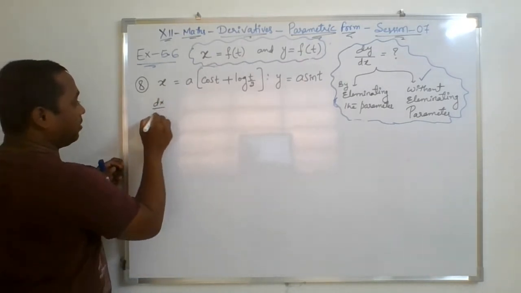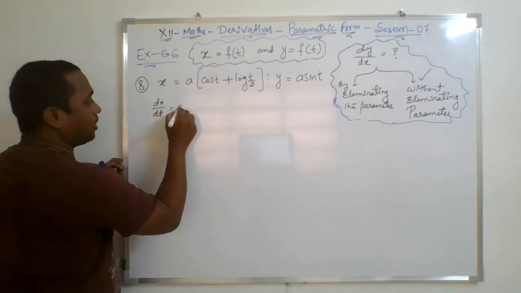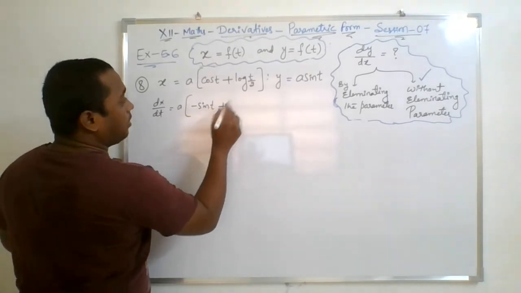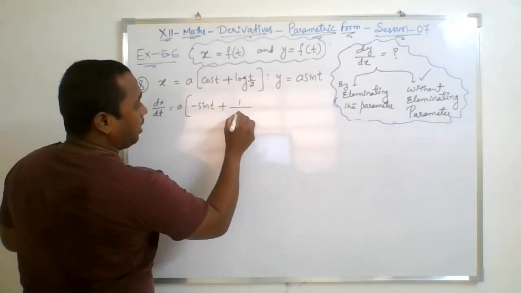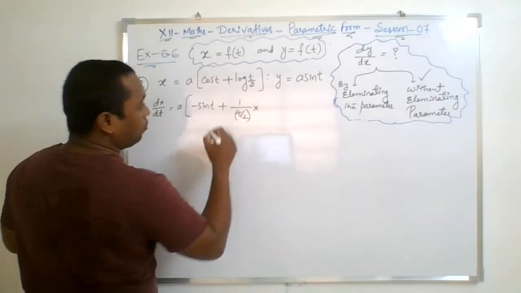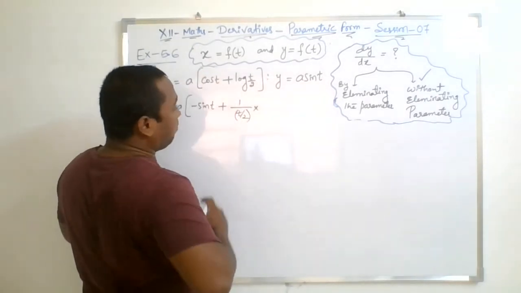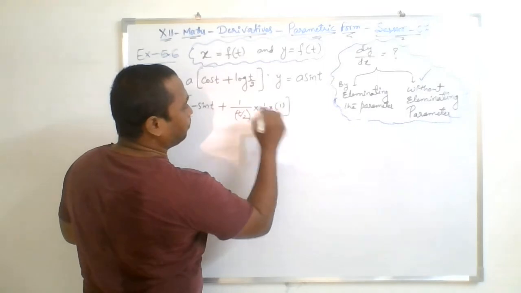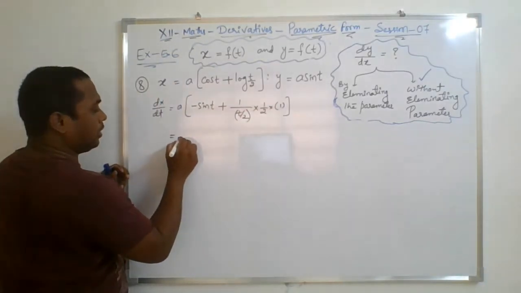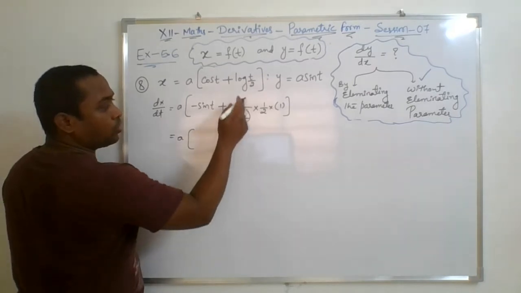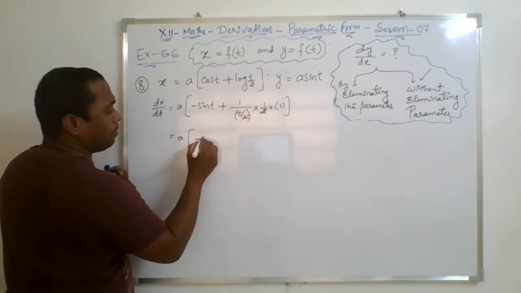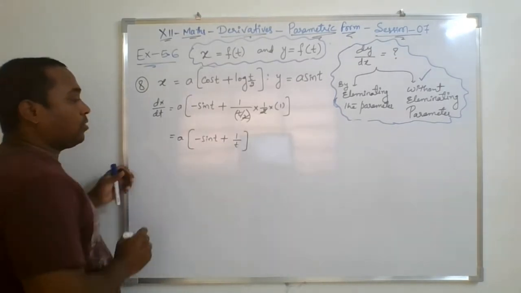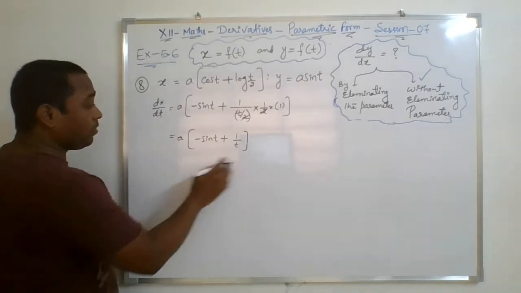So I can write dx by dt by keeping a constant outside. Derivative of cos t is minus sin t. Derivative of log x is 1 by x into derivative of t by 2. For t by 2, half is a constant and derivative of t is 1. So it reduces to a into, taking this 2, the 2s get cancelled, minus sin t plus half 1 by t. So this is the answer.